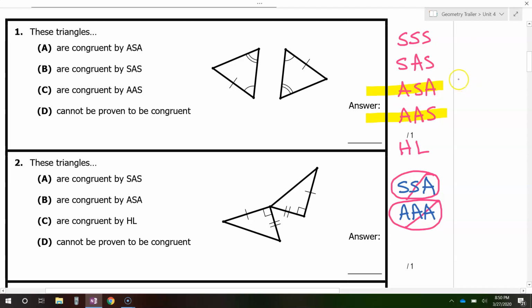All right, so I'm just going to write the word between. Now, let me change colors for a second. For the second option, the S is not between the 2 A's. That means that the side is not between the 2 angles. So I'm just going to write not between.